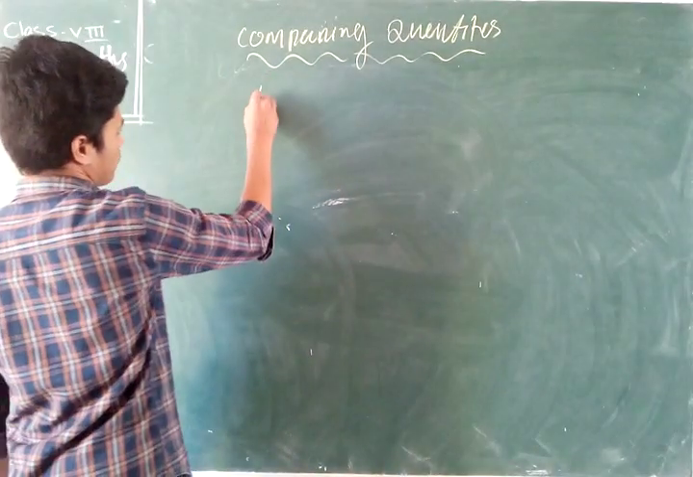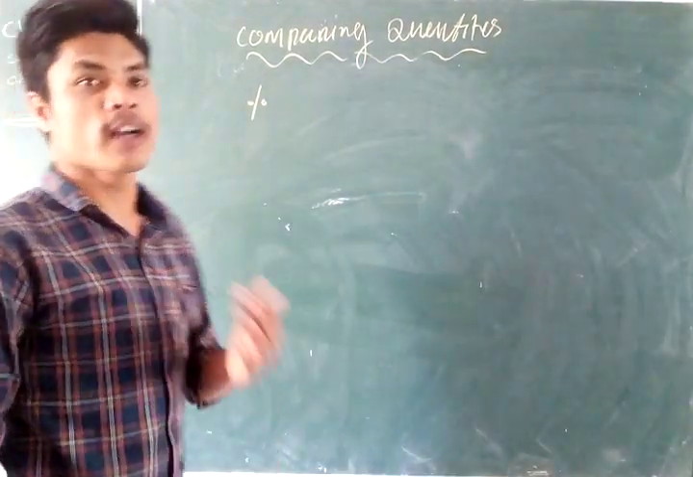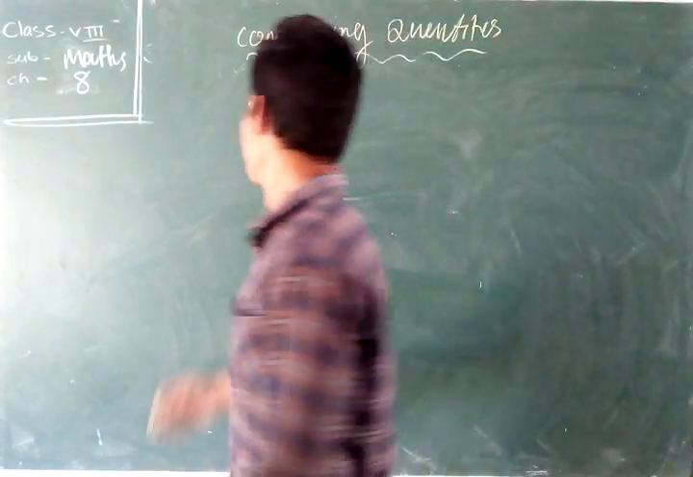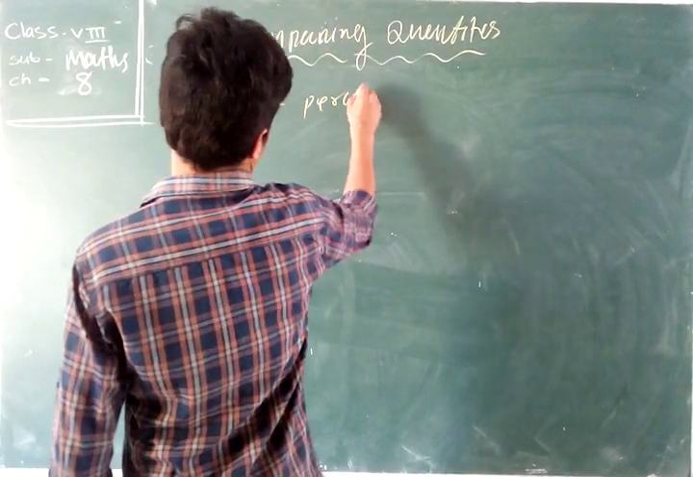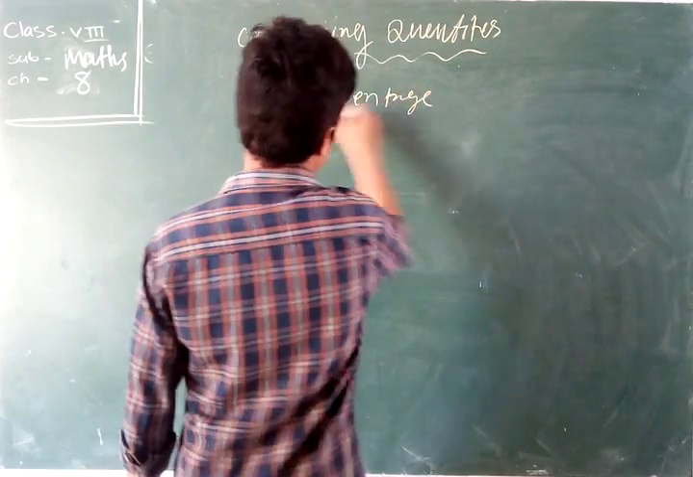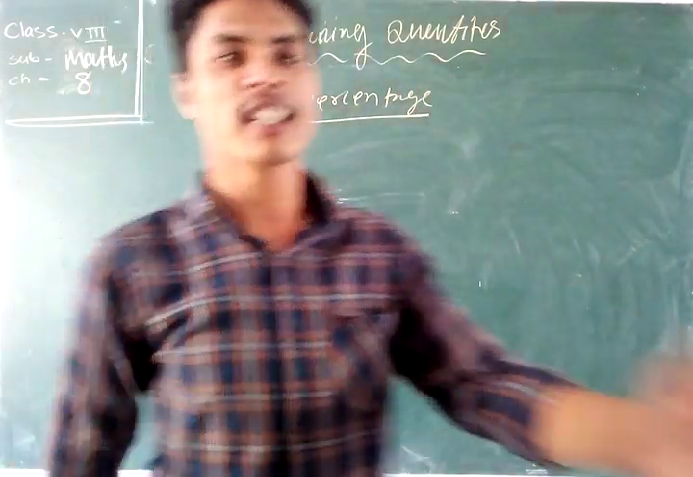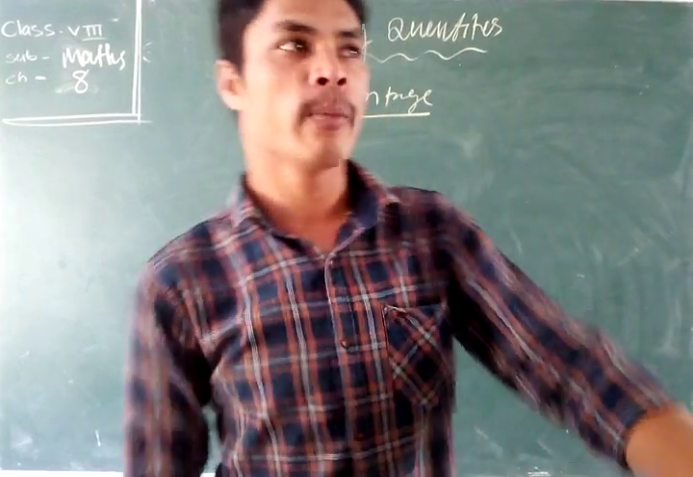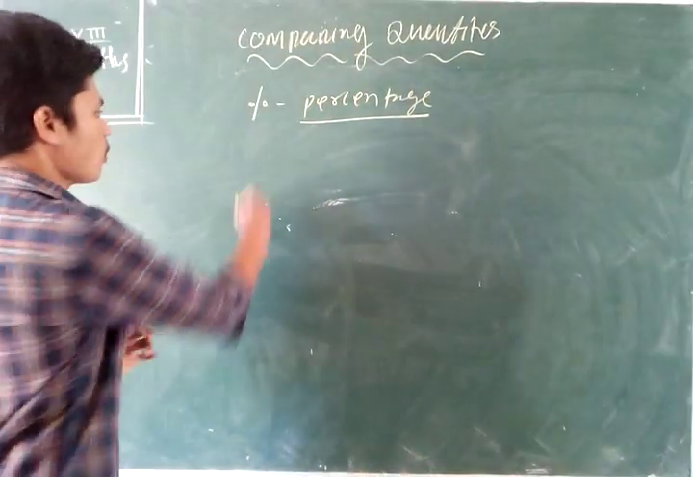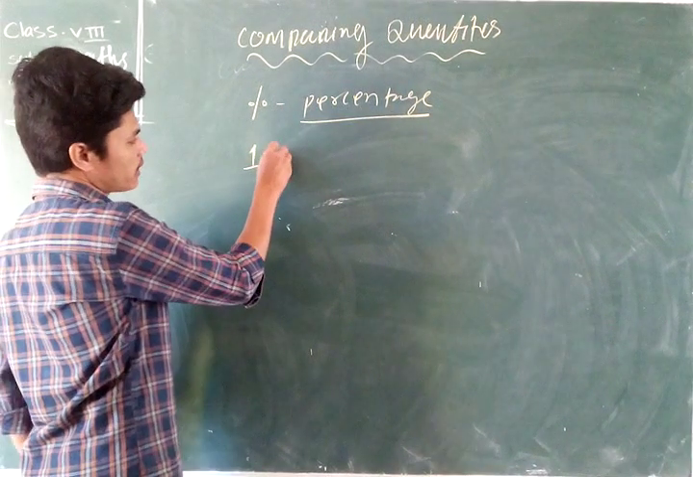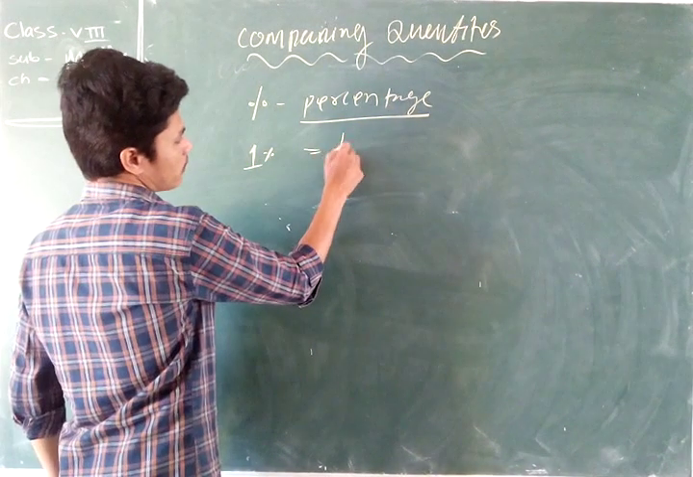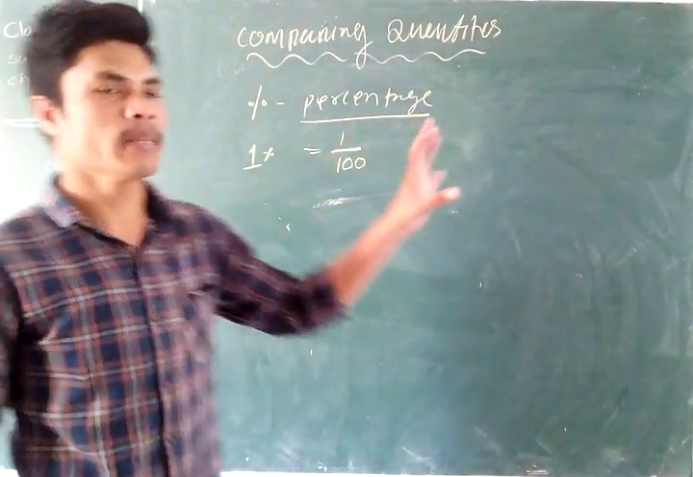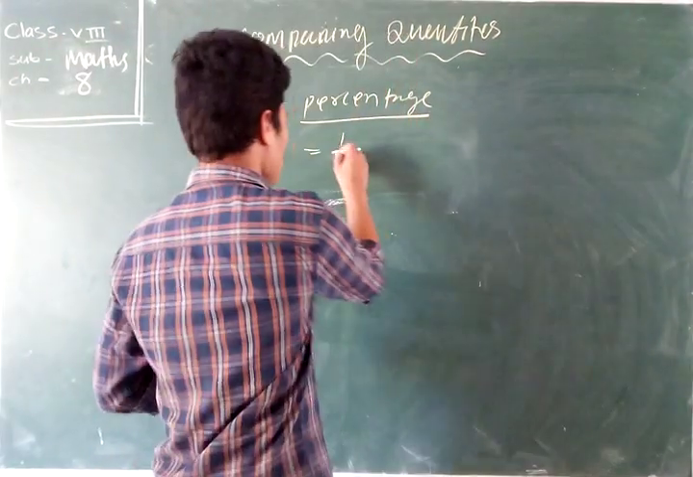What is percentage? The word percentage is derived from percentum. Percentum means per 100, or out of 100. Suppose we write 1%. 1% means 1 by 100. That means percentum means out of 100.